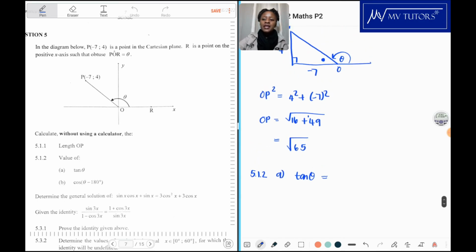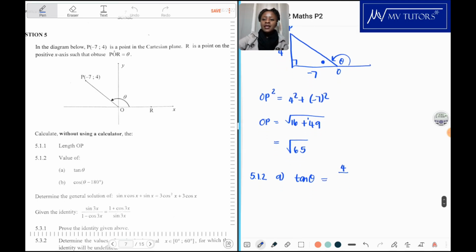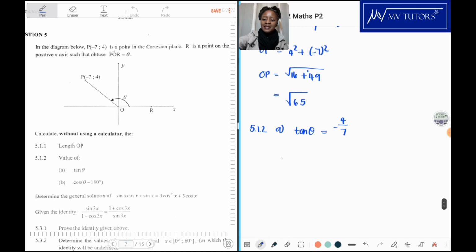And that would be easy because 7 is already negative. So tan would be the opposite, which is 4 over the adjacent, which is -7. I'm just going to put the negative that side. So yeah, that's basically that.